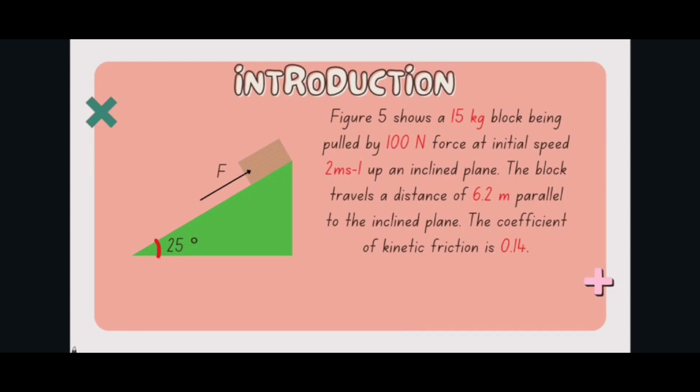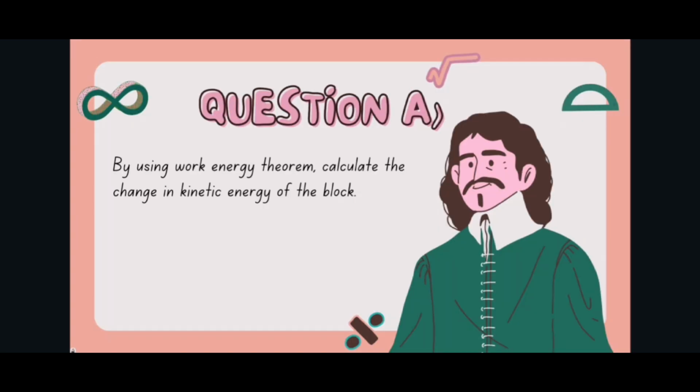Figure 5 shows a 15 kg block being pulled by a 100 Newton force at initial speed 2 meters per second up an inclined plane. The block travels a distance of 6.2 meters parallel to the inclined plane, which means it's traveling in the direction of the force up the inclined plane. The coefficient of kinetic friction is 0.14. The requirement of the question is, by using work energy theorem, calculate the change in kinetic energy of the block.